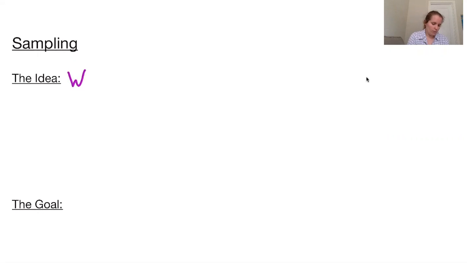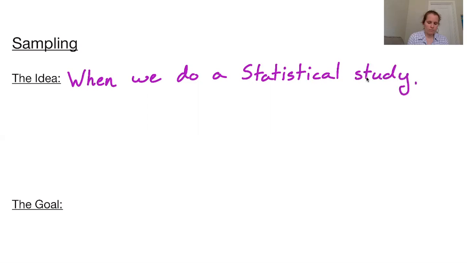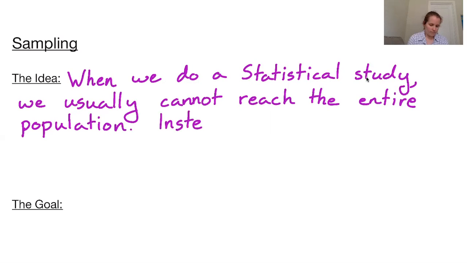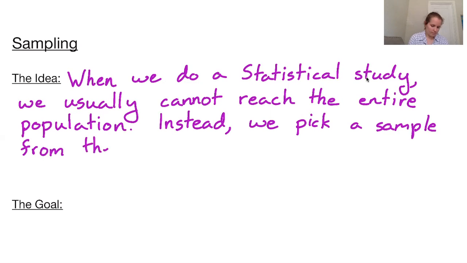And so instead we have to pick just a smaller sample from the population. So when we do a statistical study, we usually cannot reach the entire population. So instead, we pick a sample from the population. And then we hope that the sample is a good representation of the population.